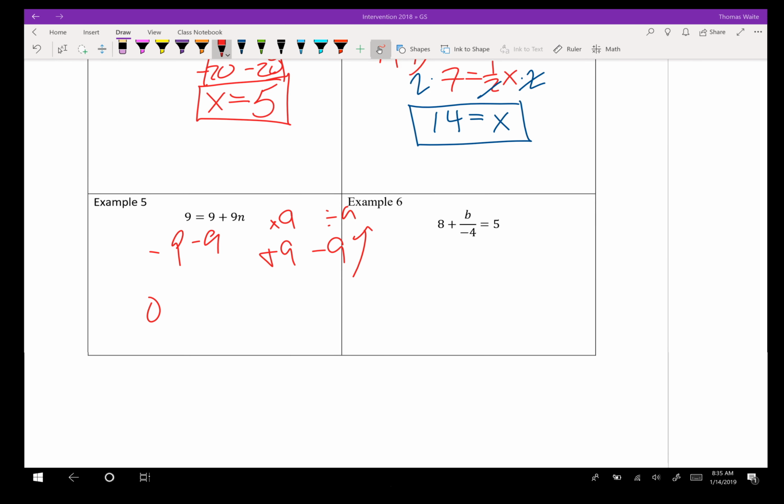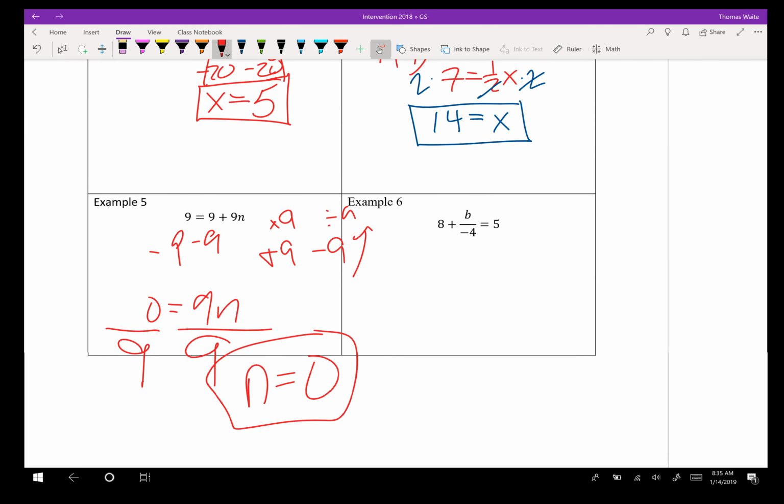Over here, I see there's a plus 8 happening on the outside. And then also there's a divide by -4. So to undo that, I'm going to multiply. Oh, I did this backwards. The first thing happening to b is the divide by -4 because it's attached right to it.